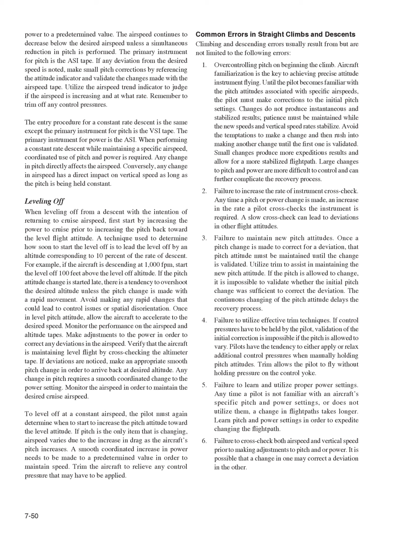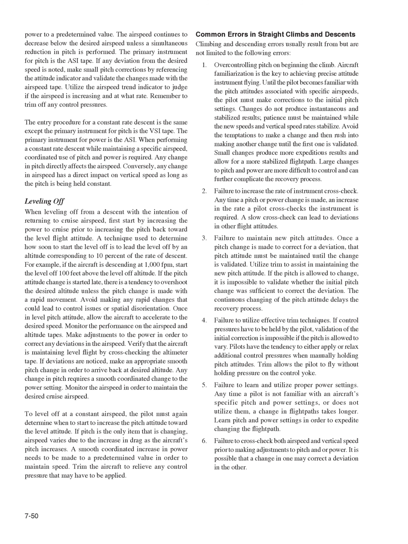A technique used to determine how soon to start the level off is to lead the level off by an altitude corresponding to 10% of the rate of descent. For example, if the aircraft is descending at 1000 fpm, start the level off 100 feet above the level off altitude. If the pitch attitude change is started late, there is a tendency to overshoot the desired altitude unless the pitch change is made with a rapid movement.